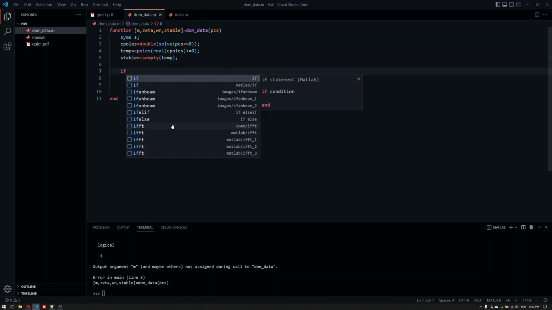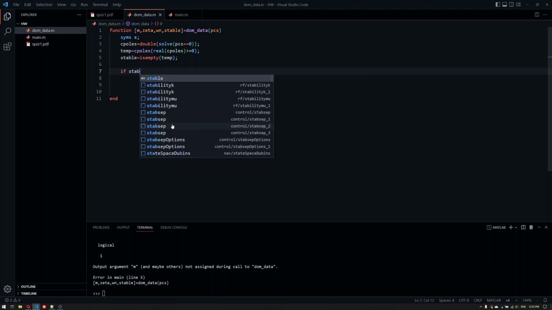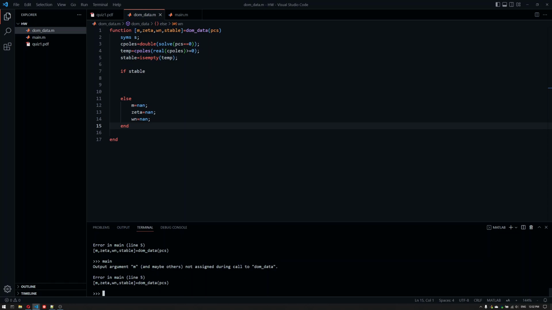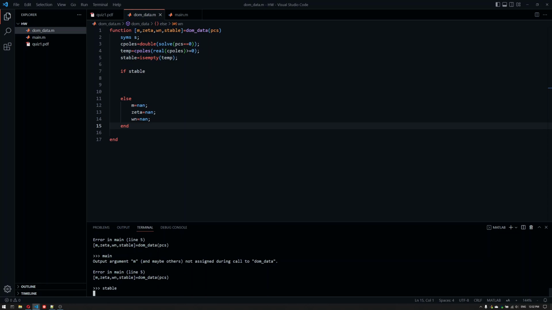So this can directly be assigned to stable is empty. And this can also be used if stable, like this, because then the dominance factor does not really make sense. If it's not, what we can do is we can just say m is not a number, zeta is not a number, omega n is not a number, so we can see that it's not stable at all. So let me call it again.